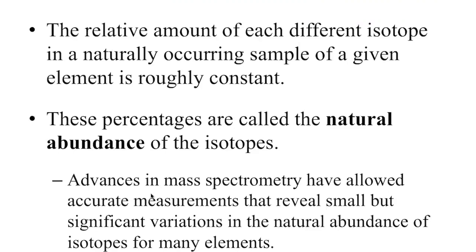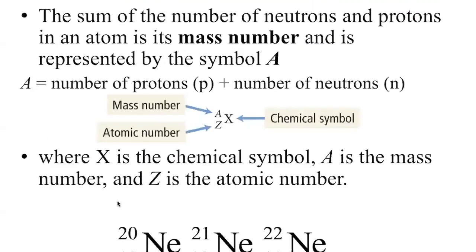We actually use mass spectroscopy to determine the abundance, the percent. For example, you have carbon 13, carbon 14. Most elements have isotopes, so we want to know what their abundance is, right? How much of each there is in the universe.